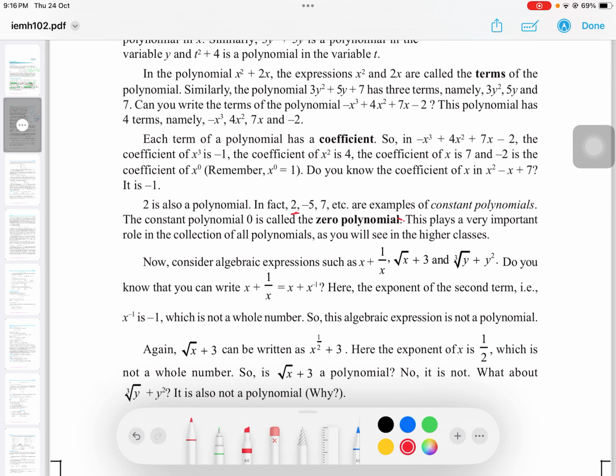In fact, 2, 7, minus 5 are all examples of constant polynomials. Now what are constant polynomials? Okay, 2, 7, minus 5, 1 and 3, 8, all these are constant because if you take numbers and integers, obviously they are constant.